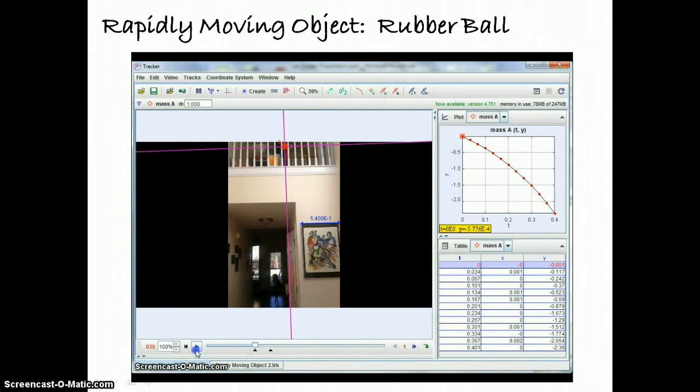Here in Tracker is the rubber ball. I used this picture frame for calibration. The origin was placed at the starting position of the ball, which traveled along the negative y-axis, in line with the end position of the ball. The time step was 0.034 seconds. The red dots mark the average location of the ball at each iteration.